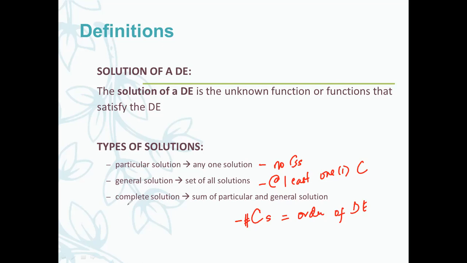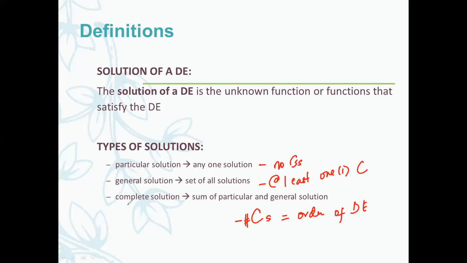Your general solution will only be the complete solution at all times in the case of a first order differential equation. Because if it is first order, its order is one, meaning there is only one arbitrary constant. So whatever your complete solution is, that is also your general solution. Whereas when you speak of particular solutions, you shouldn't see any C. All constants have been solved or determined using what we call specific initial conditions.